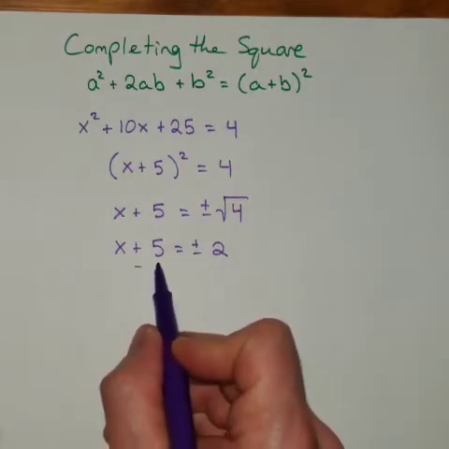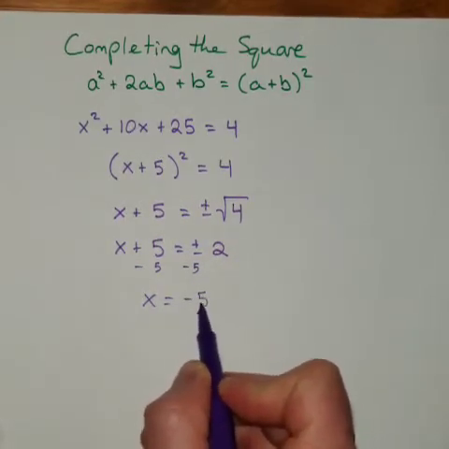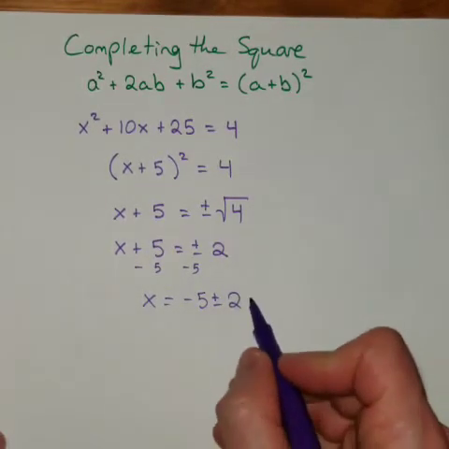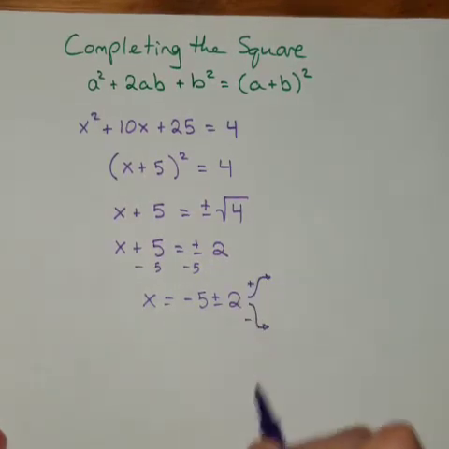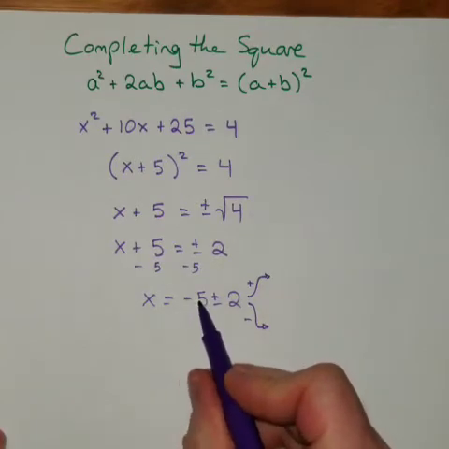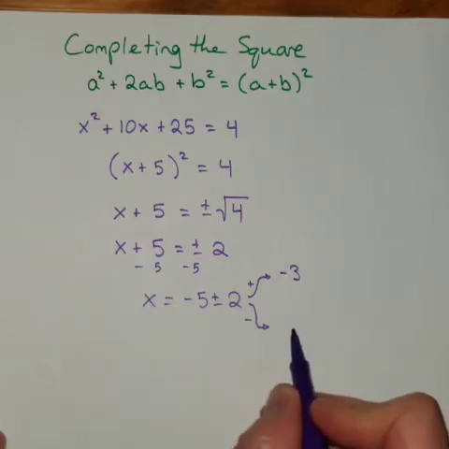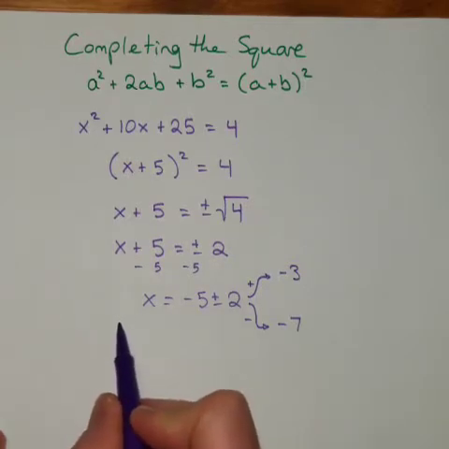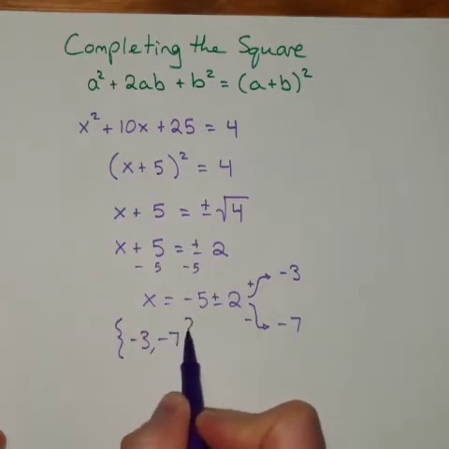If I subtract this 5 from both sides to isolate the x, I get minus 5 plus or minus 2. Of course, that gives me two answers, one using the plus and one using the minus. So you get negative 5 plus 2, that's a negative 3, and negative 5 minus 2, which is a negative 7. So we have two solutions to this equation: negative 3 and negative 7. Okay.